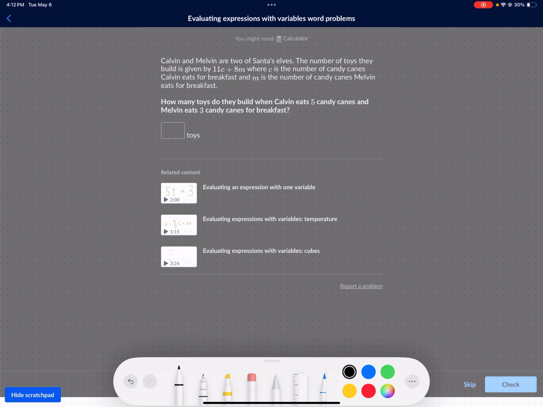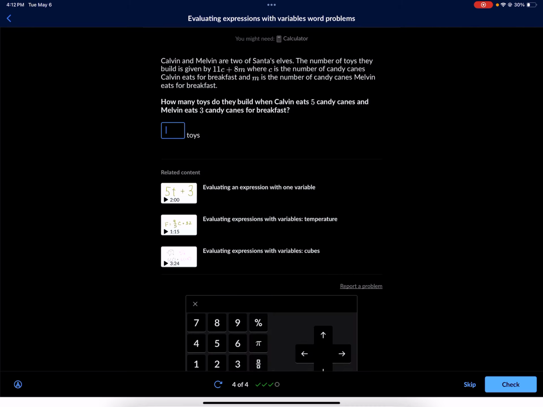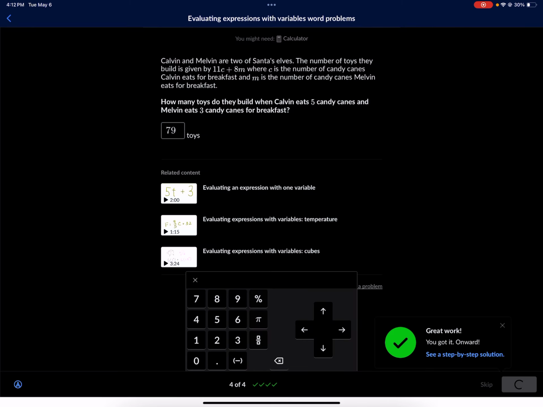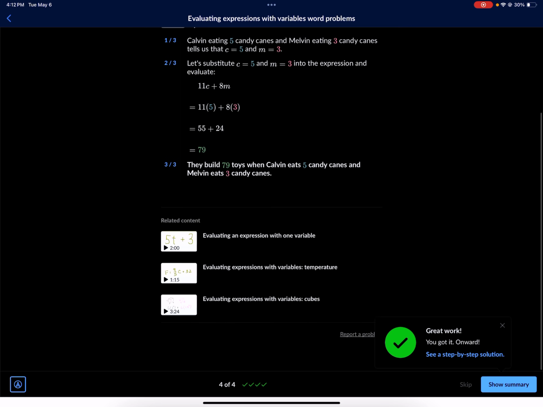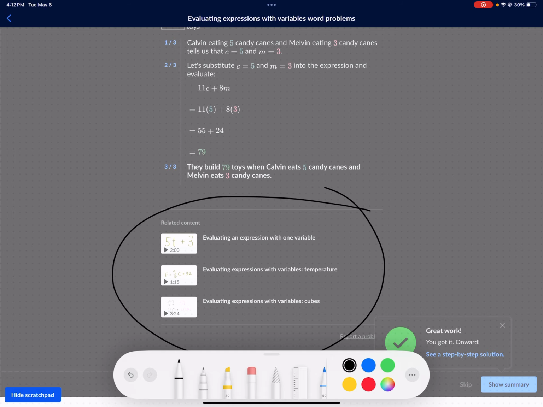Okay, so let's go over this. So we have C is equal to Calvin candy canes. So let's do 5, and then we add 8 times 3. So it is 11 times 5 plus 50 times 3. No, 8 times 3. So this is 79. So that means that there are 79 toys. If you got that right, good job. Here's the answer explanation. Here are the videos, and happy studying.